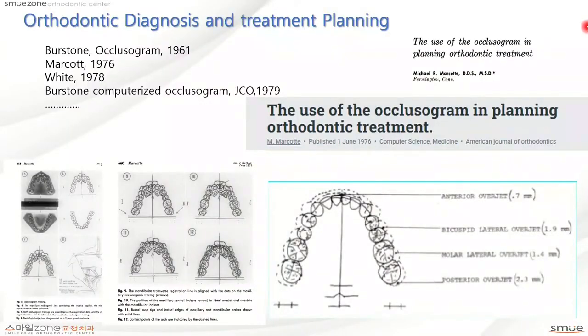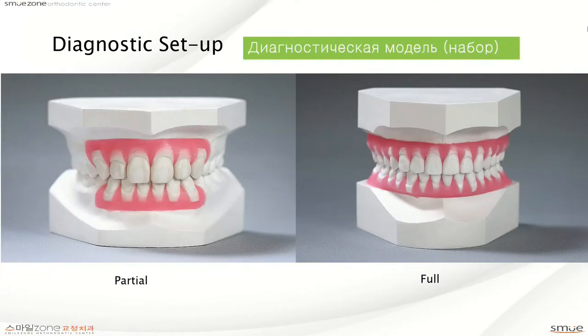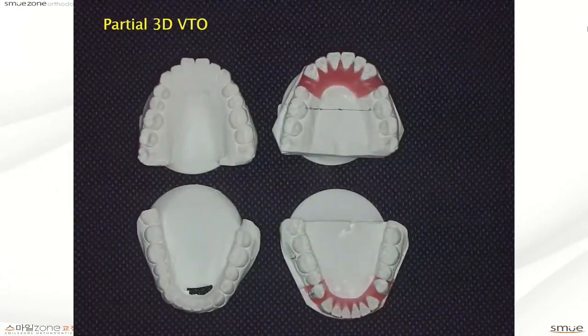Back to 1961, Dr. Burston introduced us the use of the orthodontic occlusogram in planning orthodontic treatment. И в 1961 году Бурсон представил так называемую окклюзиограмму для диагностики.